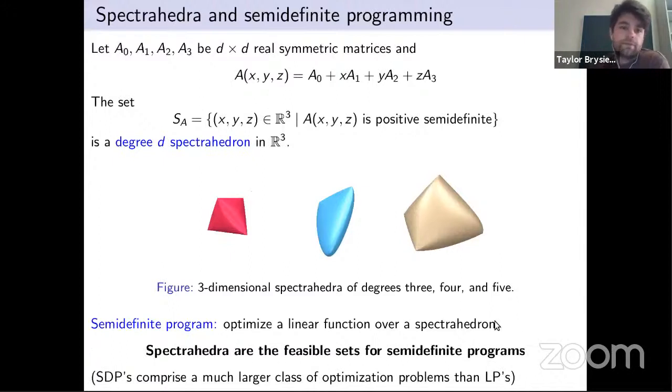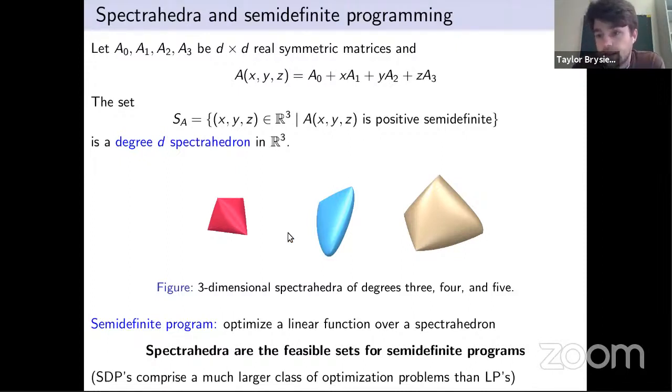So like in the last slide, where I suggested that we let these be any d by d real symmetric matrices, we still look at this affine linear span of them. So this gives us a linear space of symmetric matrices. And we ask for which values of X, Y, and Z will this matrix have all non-negative eigenvalues. Okay, so I want all the triples of real numbers such that this matrix is positive semidefinite. This is called a degree D spectrahedron. And these degree D spectrahedra are parameterized by the data of 4 symmetric D by D matrices over the reals.